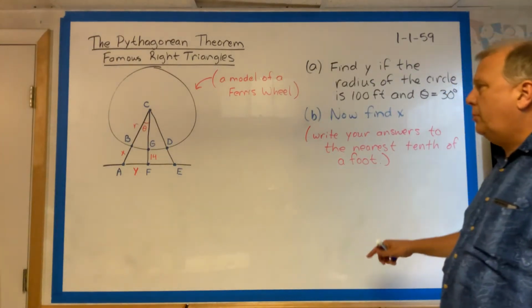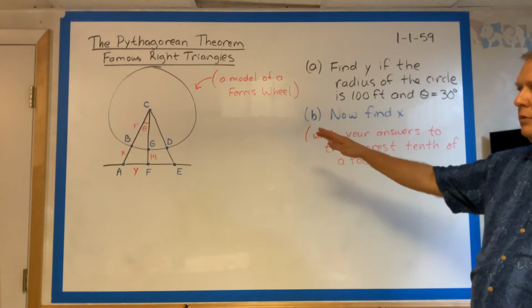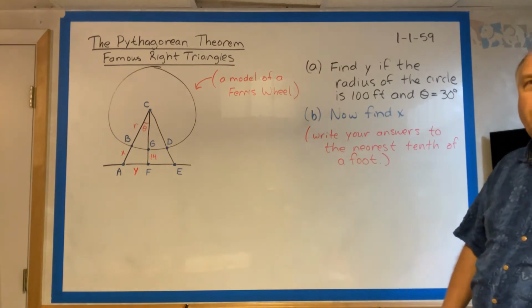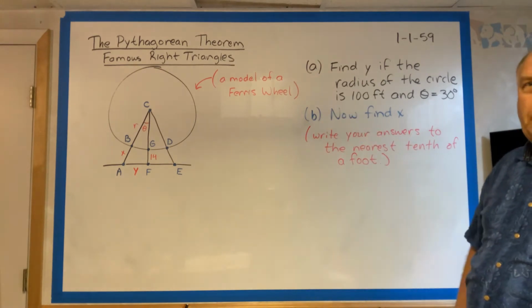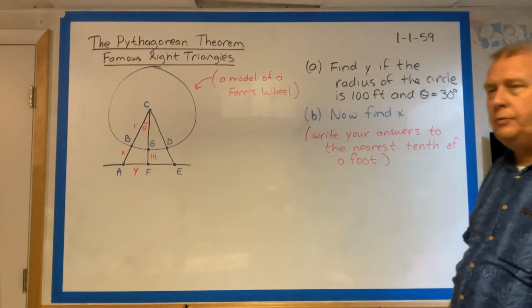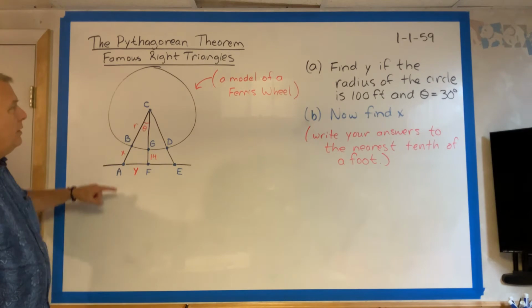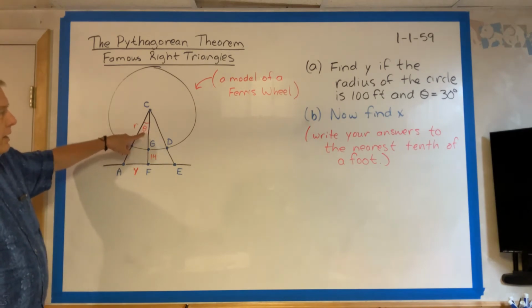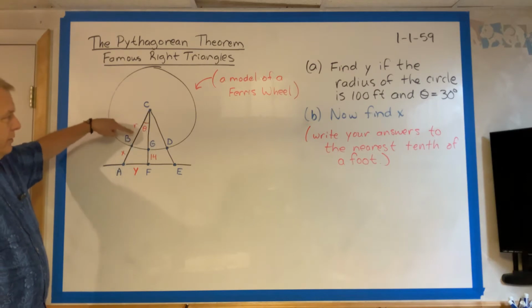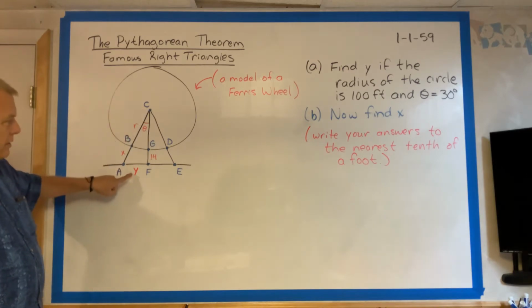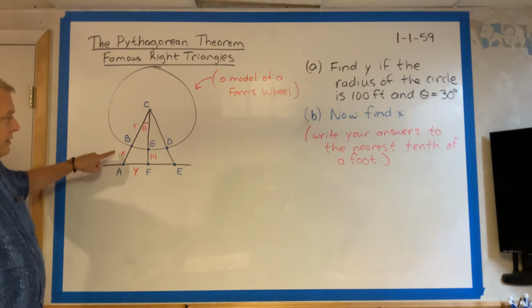Let's look at an example where I can use some of the values in a triangle to identify the other values. And this in particular uses a special triangle, a 30, 60, 90 triangle. So I have a model of a Ferris wheel where I'm told that the angle theta is 30 degrees and that the radius of the Ferris wheel is 100 feet. And I have these missing quantities that I want to find, x and y.